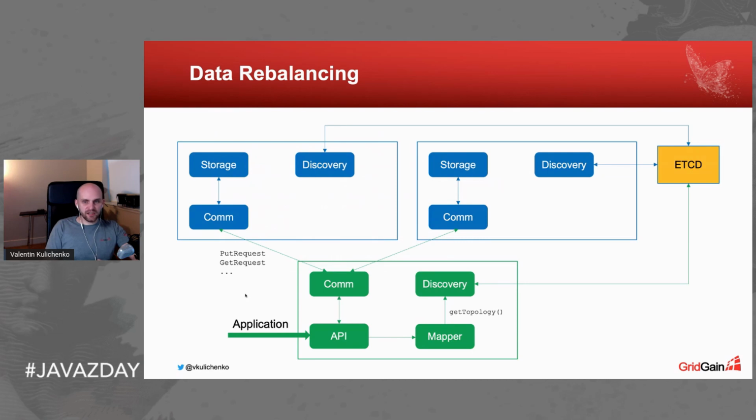So this is fixed with a process which is usually called data rebalancing, which is essentially the process of data reshuffling and data redistribution in case of a topology change. So let's see how we can implement that.